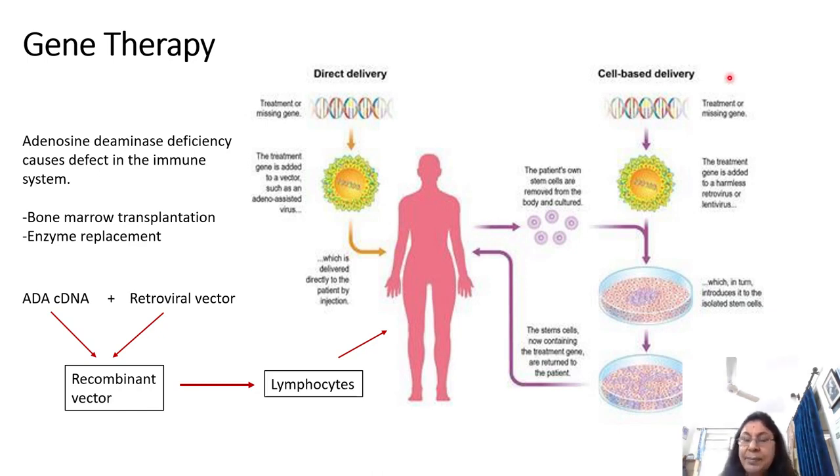Or one could have a cell-based delivery where this particular gene which is coding for that is now cloned into a vector. Then you can remove the patient's own stem cells, okay, which are defective.